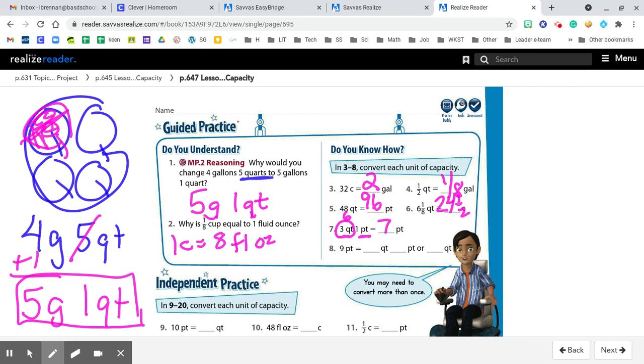And number 8, 9 pints equals how many quarts? So 9 pints equals how many quarts? So we're going from smaller to larger. So we're going to be dividing, and we're dividing by 2. So we have 4 with 1 little guy left over. Or you could write the fraction 4 and 1/2. Don't forget to use your data table to help you solve these problems.